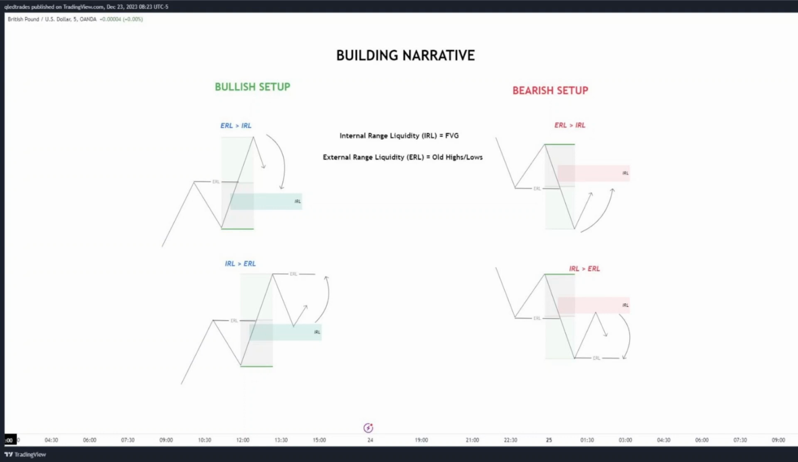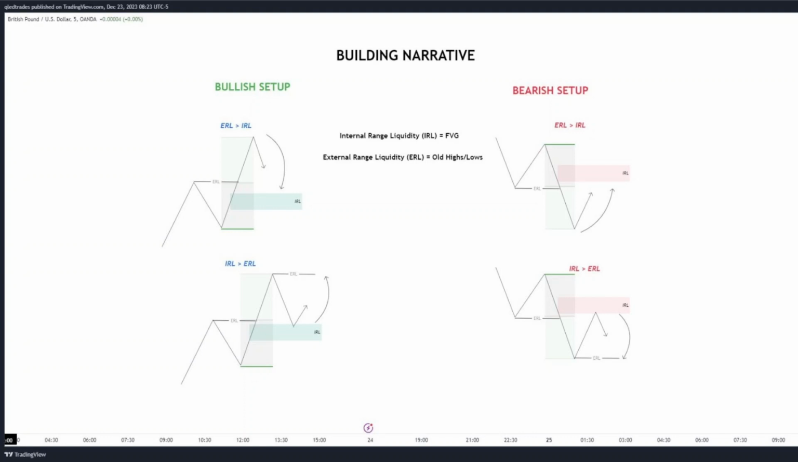So in this case, whenever we're trying to build a narrative, we need to understand the relation between the two, because price simply moves from internal range liquidity to external range liquidity, or external range liquidity to internal range liquidity, right? So on our left side here, we do have price pushing to the upside, right? And as price is pushing to the upside, we see price right here taking out the external range liquidity, which is an old high that was printed previously.